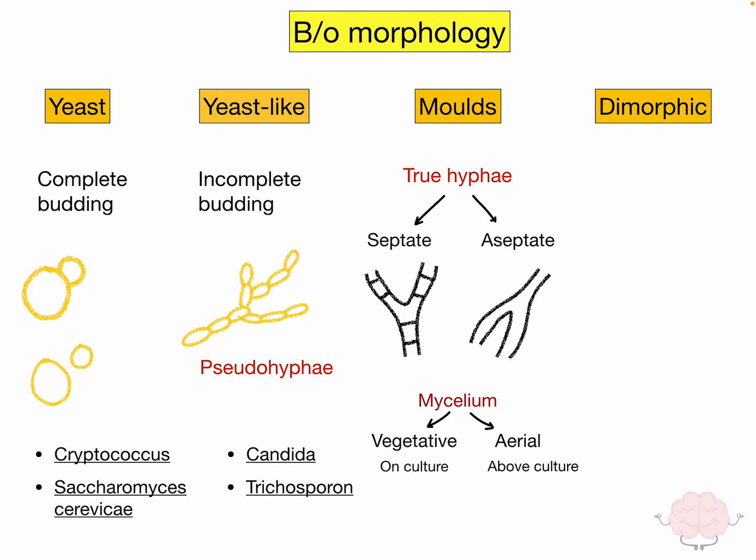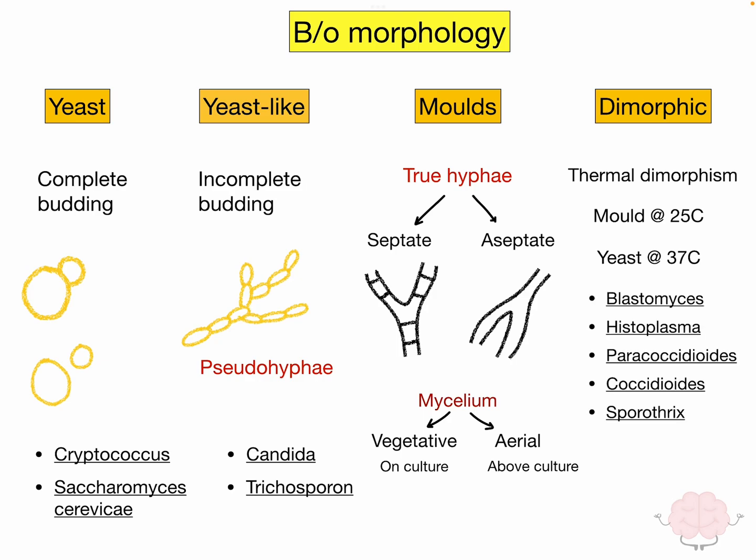Now lastly, the dimorphic form of fungi. It is thermal dimorphism, meaning the fungus changes its form with temperature. At 25 degrees Celsius it exists as mold, while at 37 degrees Celsius it exists as yeast. That means 25 degrees Celsius, outside the human body, it will exist as mold, while inside the human body it will exist as yeast. Some characteristic examples of dimorphic fungi include Blastomyces, Histoplasma, Paracoccidioides, Coccidioides, and Sporothrix. These examples can be remembered by a mnemonic: Body heat probably changes shape.